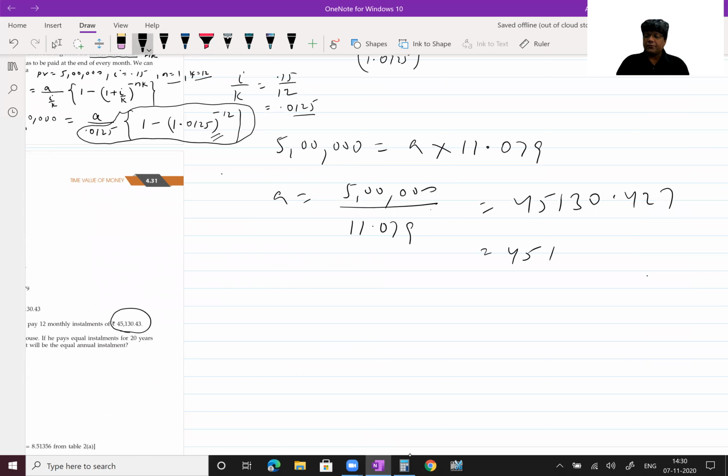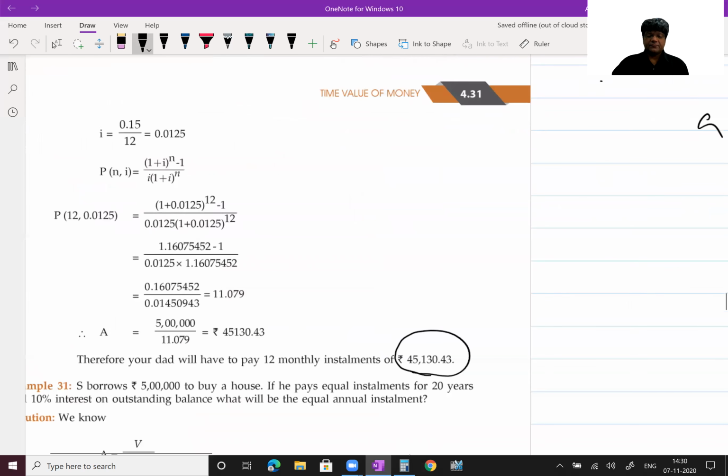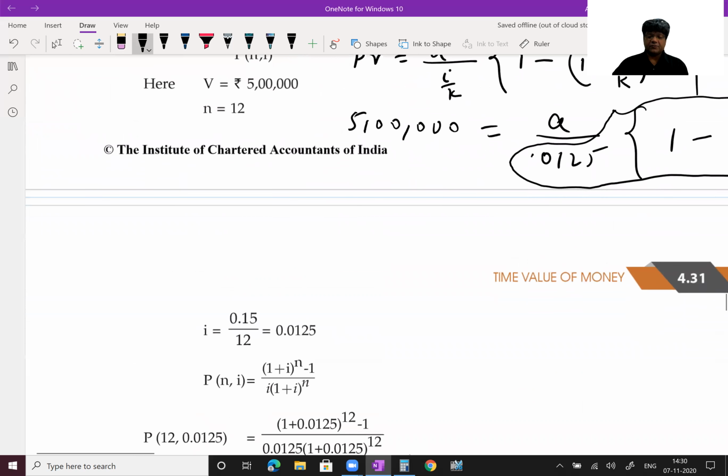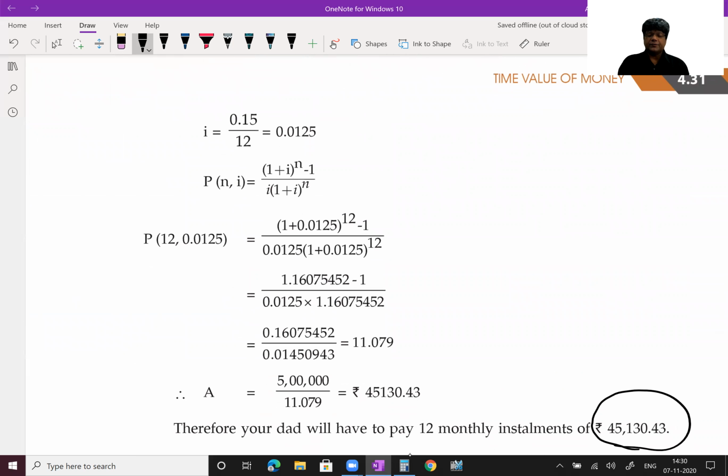That is equal to 45130.43. But how have they calculated it? See, they have taken n is equal to 12 and used that symbolic value. In the denominator, I into this, so I can leave 1 by I outside. It is 1 plus I to the power n minus 1 by 1 plus I to the power n.